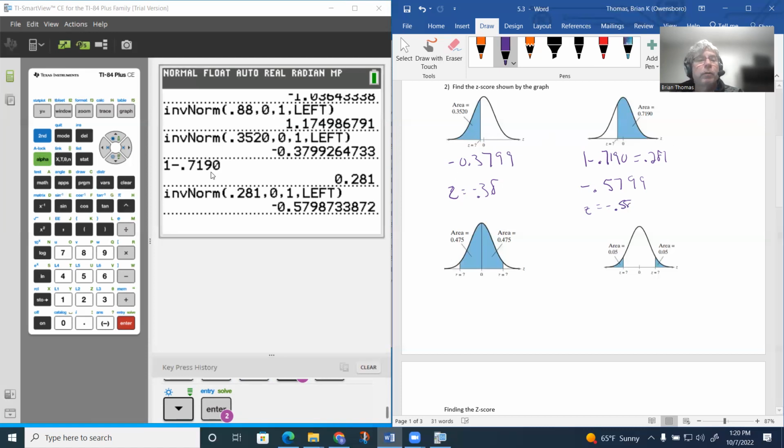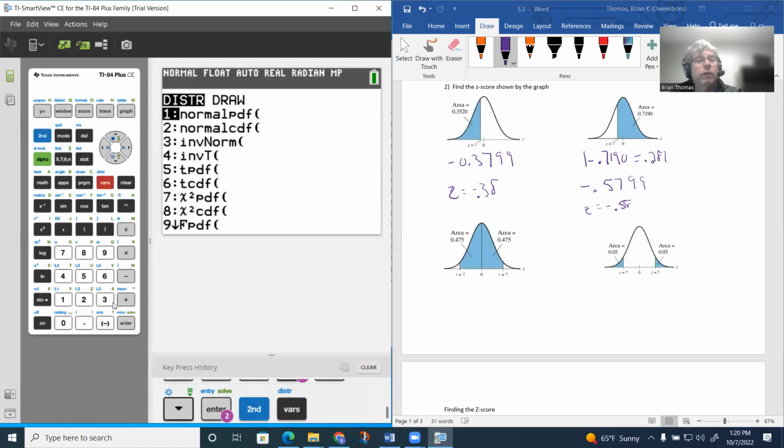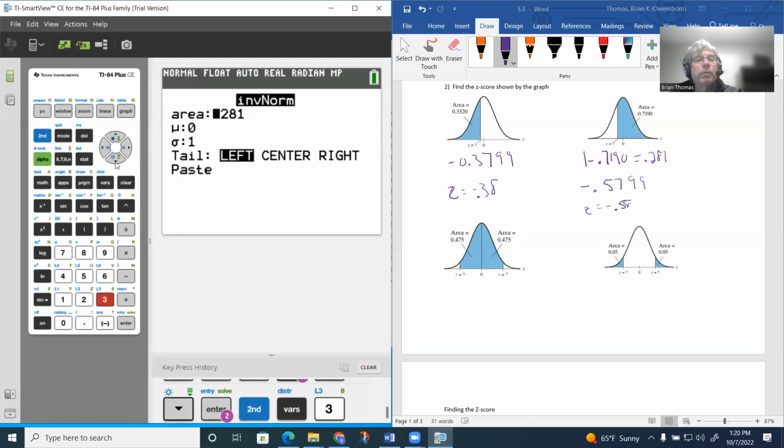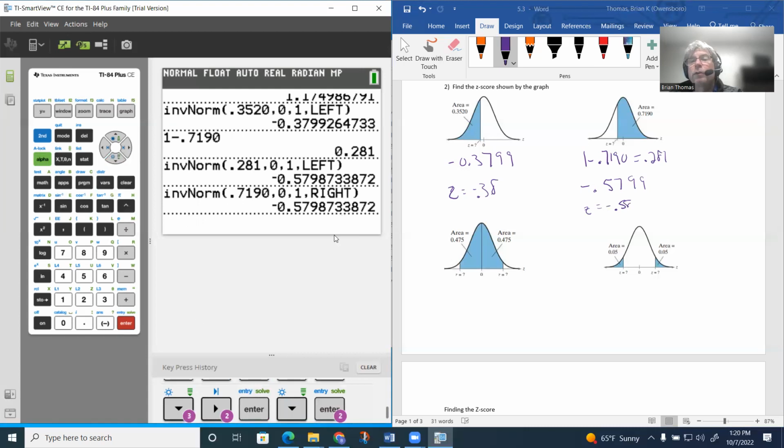I wonder if we did this to the right. I don't know if yours does it or not, but mine does. Let's see what happens if I do the right. If I do the inverse normal here, keep the 0.7190, notice how the area is to the right. Let's see if this gives me that value, since the tail went to the right. Yeah, it does. So if the tail goes to the right, I have negative 0.58.